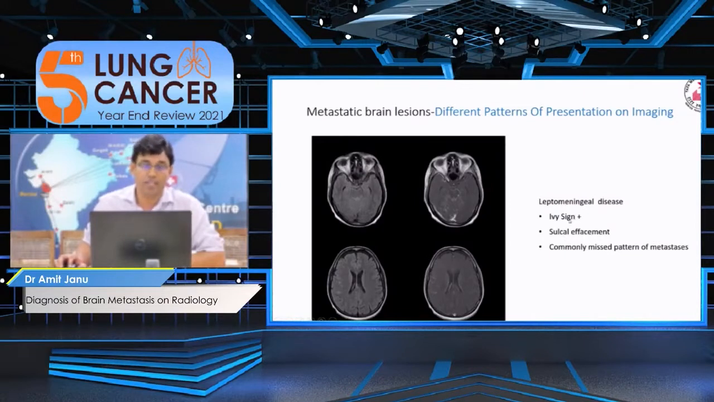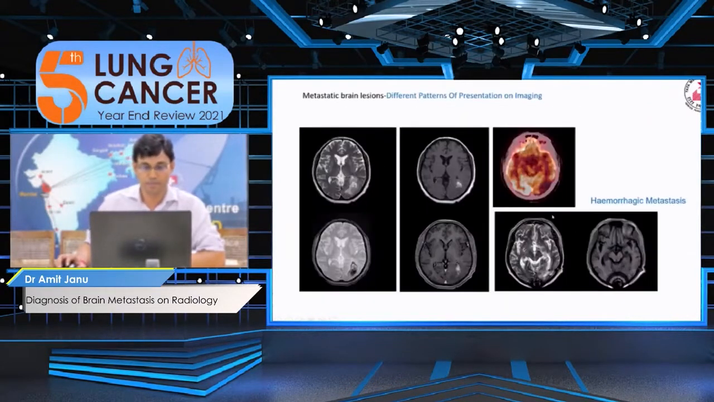Something we call the ivy sign is where an area which looks darker has become bright, indicating leptomeningeal disease. This is one of the most common patterns that even an experienced radiologist might miss if it is subtle, and it requires expertise in that area. The images we will see are the post-contrast T1-weighted images and the post-contrast FLAIR. These two are extremely essential components of brain screening. If you don't give contrast, we are going to miss these kinds of lesions.